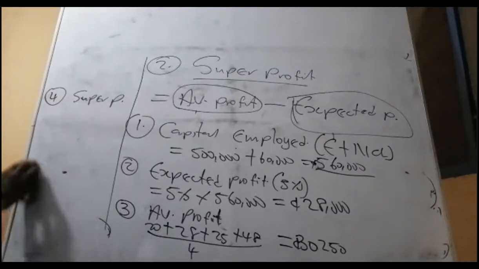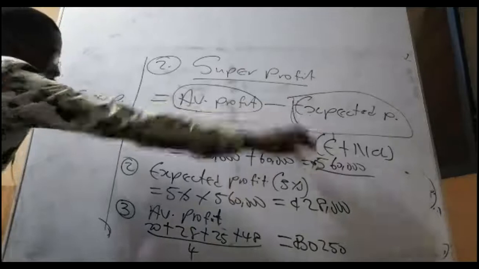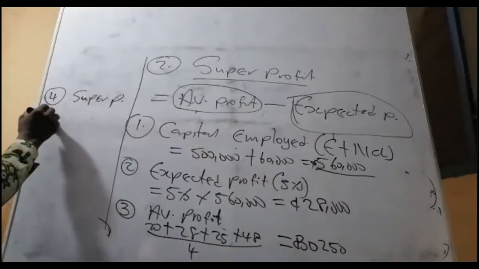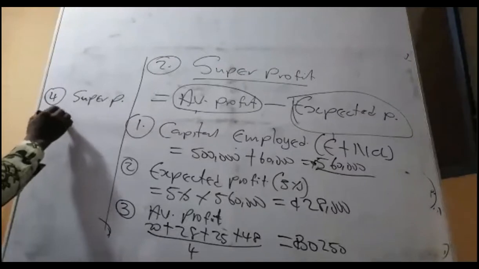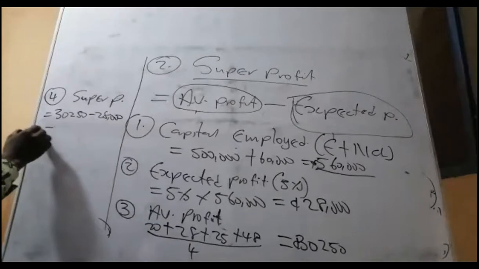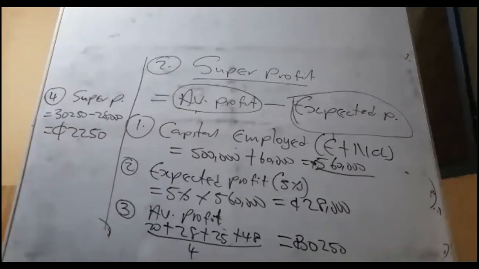So here, who can tell us the super profit? We say super profit is the average minus expected. So if I put the formula 30,250 minus 28,000, that will give us Ghana cedis 2,250. Perfect. 2,250, that's the super profit.